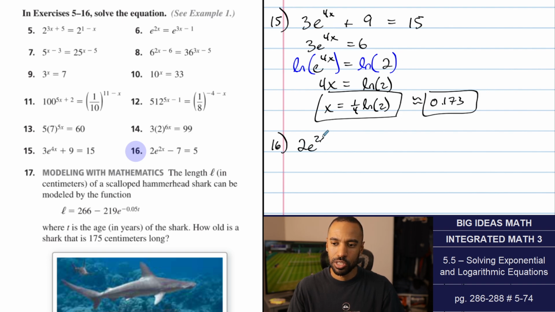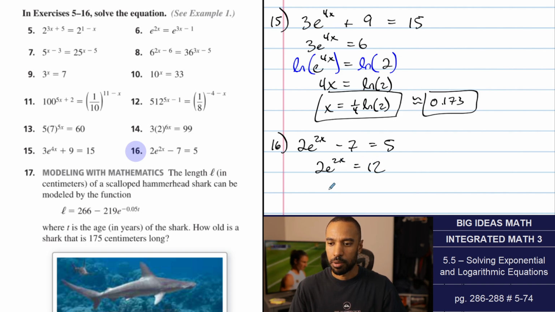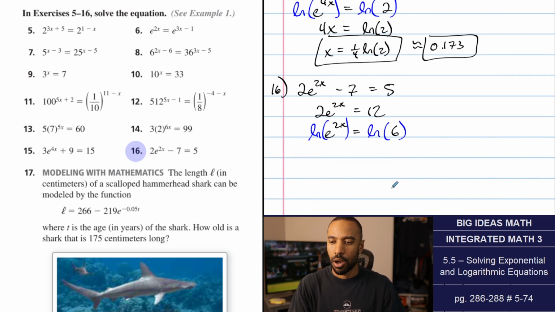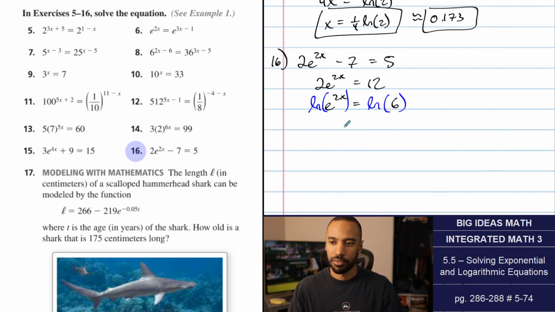Two e to the 2x minus 7 equals 5. More of the same. Get e to the 2x by itself, add 7 to both sides. Divide both sides by 2. This is where I'd like to natural log both sides. Now we have 2x equals natural log of 6. Divide both sides by 2, we get x equals natural log of 6 all over 2.